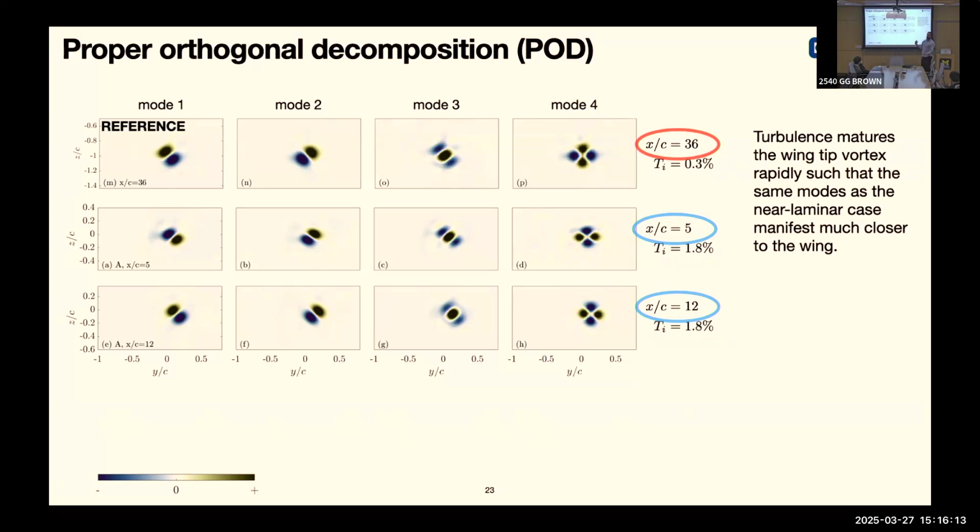And likely, I don't know the answer to this for sure, but likely this happens because some instability is kicking in and causing the meandering. Then when you add turbulence, it activates that instability sooner. That's what we hypothesize is happening.